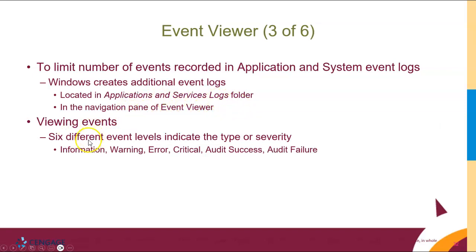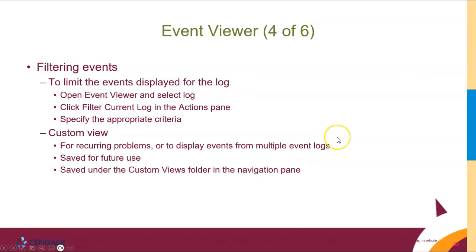When viewing events, there are 6 different event levels that indicate the type or severity: information, warning, error, critical, audit success, and audit failure. A lot of times, you'll only see audit success and audit failure if you're in the security log area. Generally, you will not see those under the normal Windows logs.